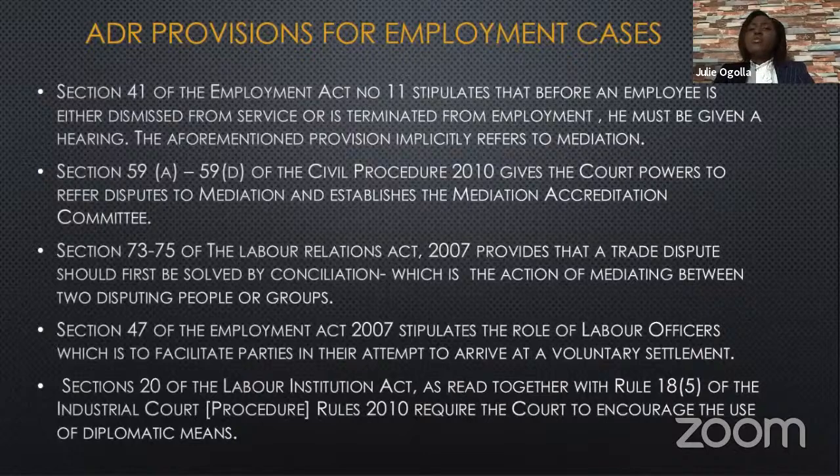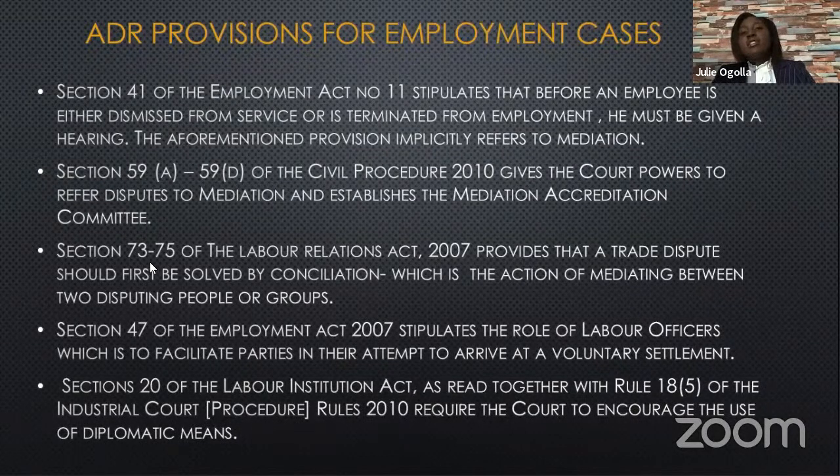And then, if you look at section 47 of the Employment Act, we see the role of labor officers to facilitate parties to arrive at a voluntary settlement. So this is also a voluntary process where you can decide to involve a labor officer who can help facilitate the parties so that they can reach an amicable settlement. Also, the Labor Institutions Act, as read together with the Industrial Court Procedure Rules, encourages the court's use of diplomatic means.